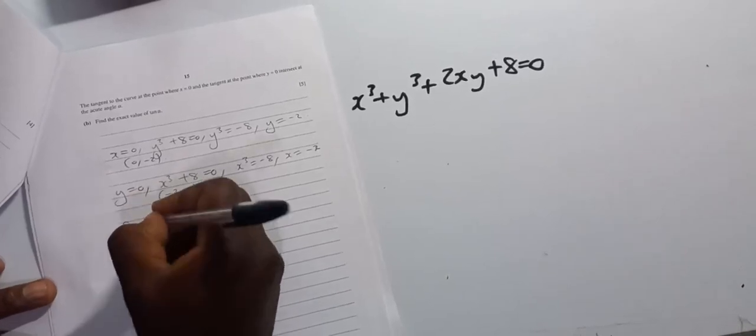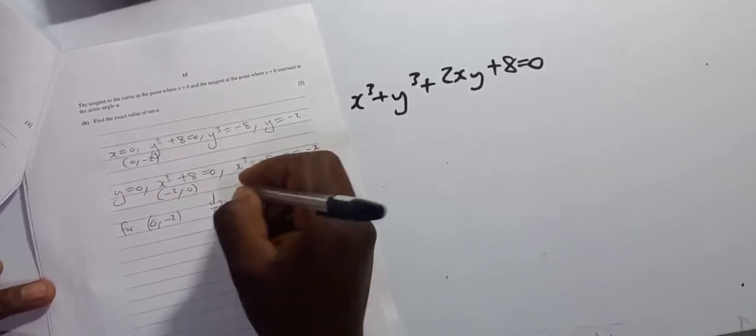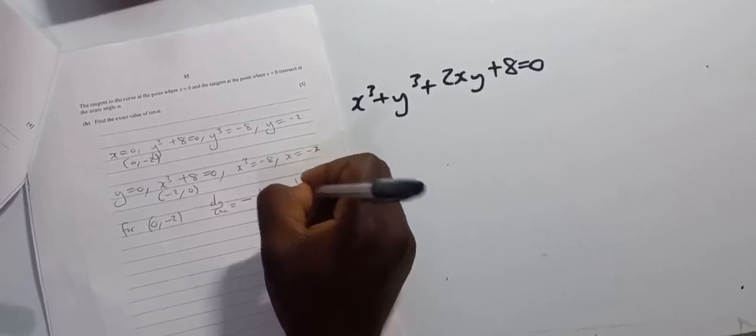So for (0, -2), dy over dx equals, where there's x we put 0, where there's y we put -2, so we have minus 2 times -2, that's -4, times negative becomes 4, over where there is the x we put 0, then we have -2 squared, that is 4 times 3, we have 12, so this will be -1/3.